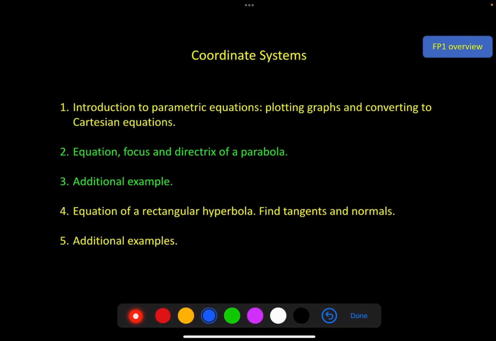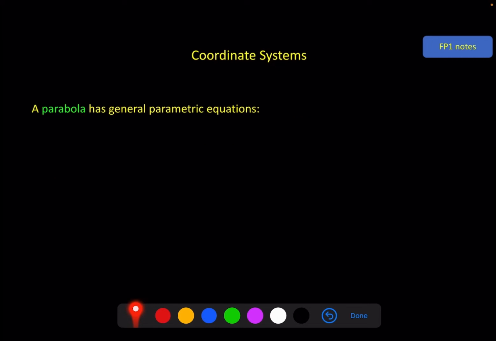So we've done a quick introduction to parametric equations. In this video we're going to focus on parabolas, one of the curves we met in the previous video. We're going to look at the equation and something called the focus and directrix. Then near the end there's an additional example that is between exercise 4b and 4c, so I've just put that in at the end of this video. In the next video, we'll look at rectangular hyperbola. Here we go with parabolas.